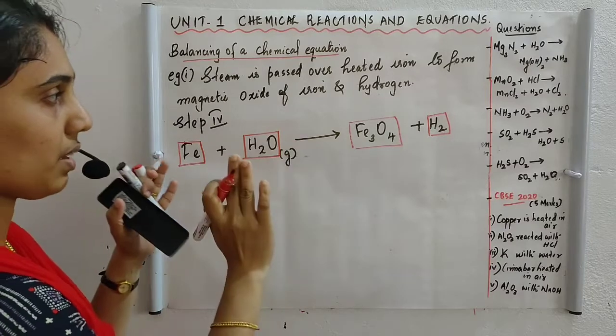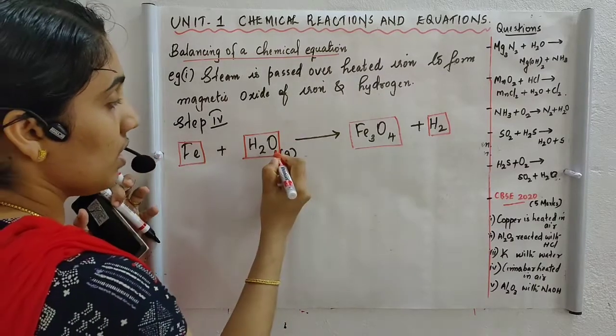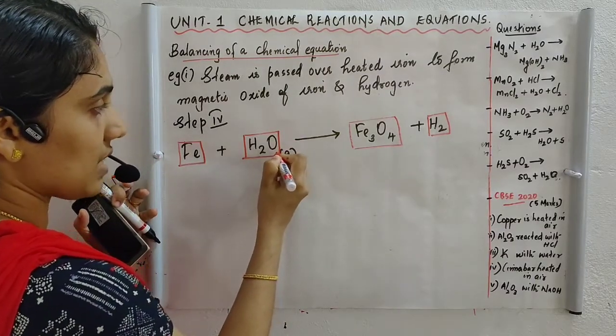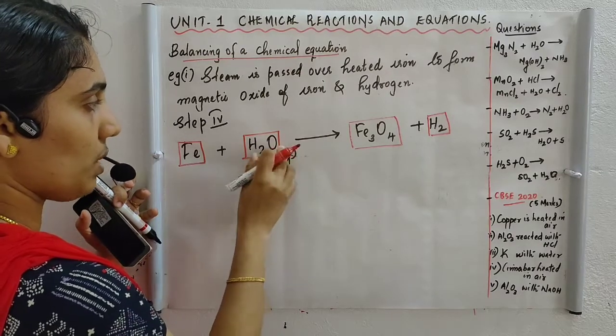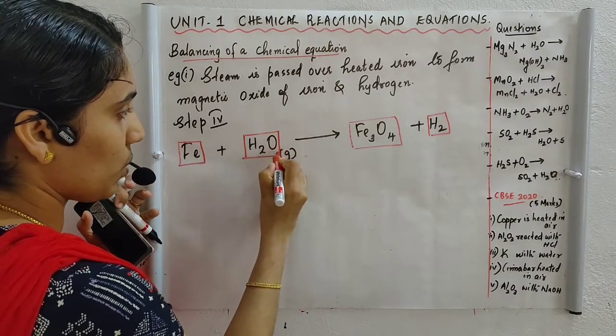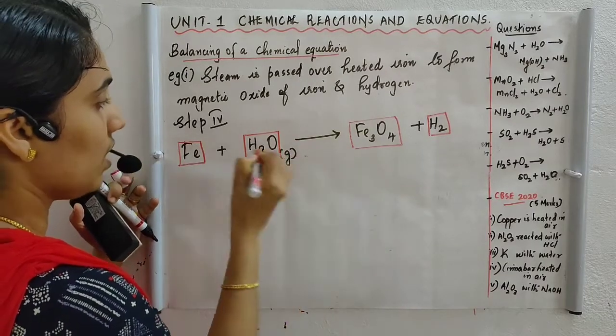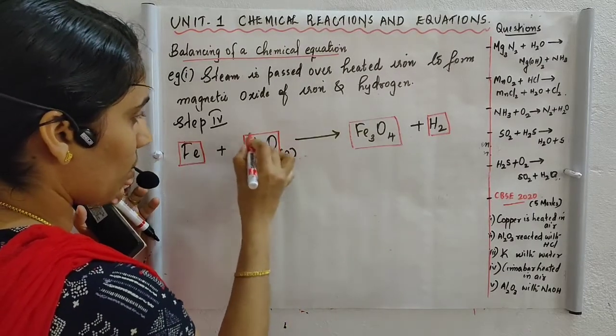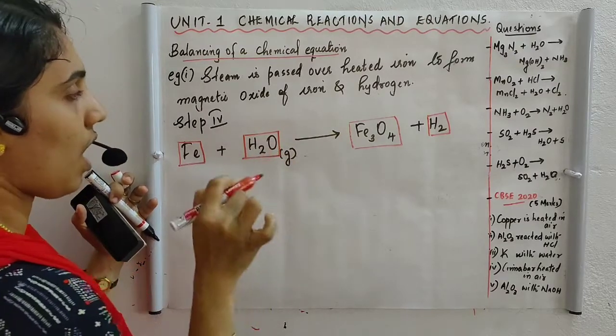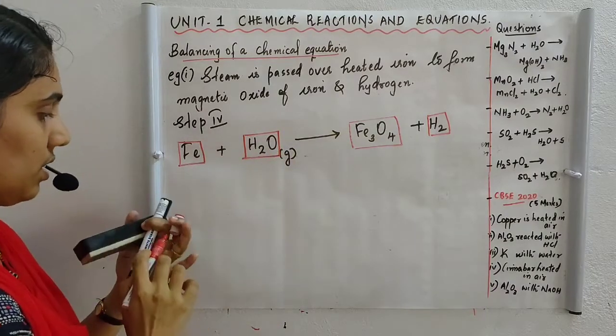So you put the same in a box, because don't make any change in the formula, because H2O means it is water. If you put a 2 here, it becomes another compound, H2O2, hydrogen peroxide. So don't touch the formula of the compound. Then how to balance the equation?